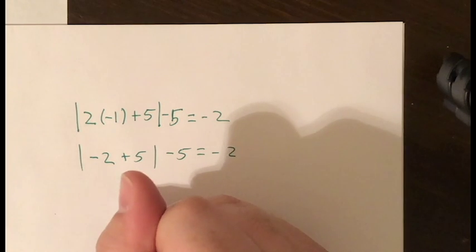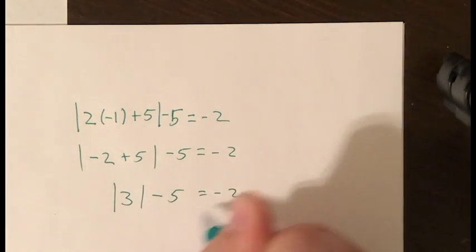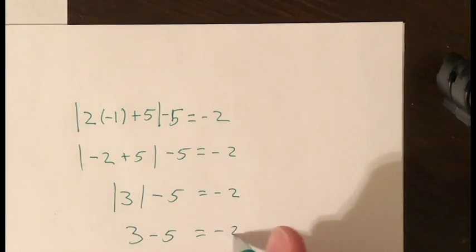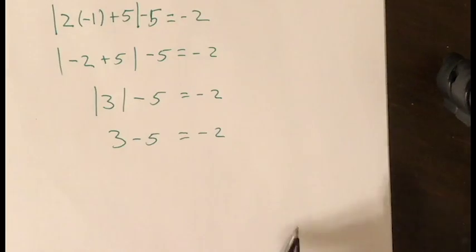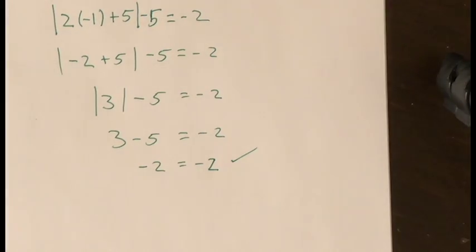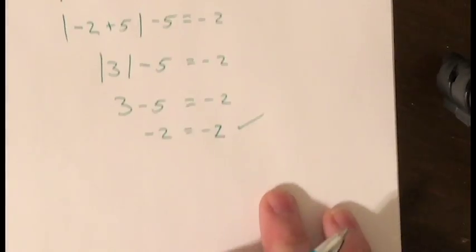This right here would give me a 3. Absolute value of 3 minus 5 equals -2. This gives me a positive 3 minus 5 equals -2. And 3 minus 5 is -2. So that does check out. So my answer of -1 is correct. So x is equal to -1. That is correct. And now let's check x is equal to -4.